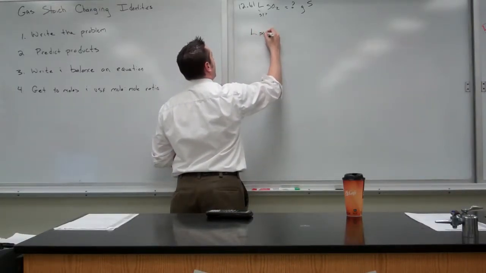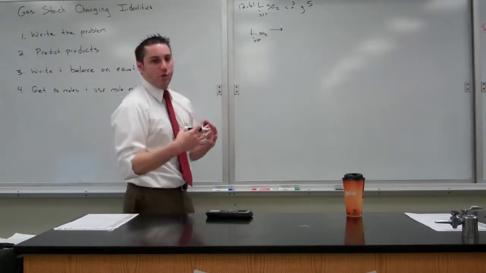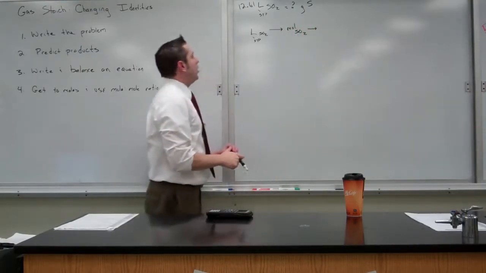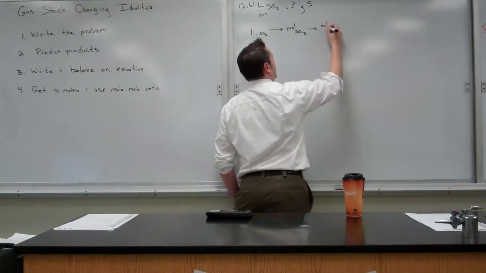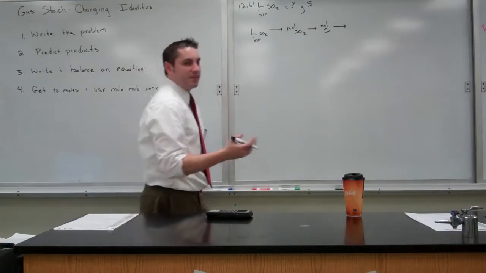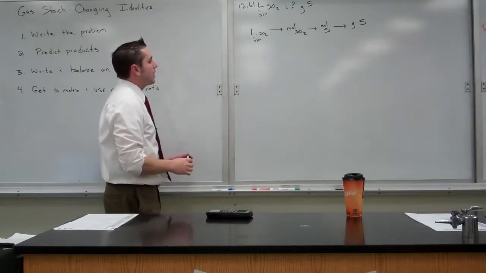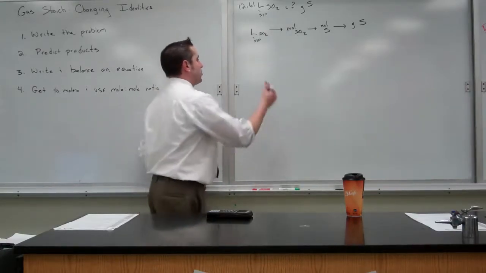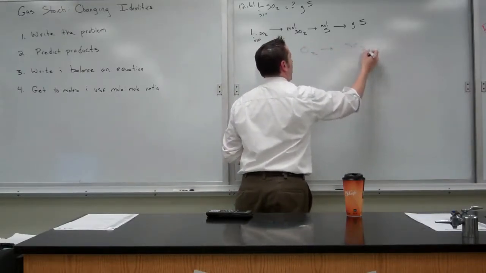So we have liters of SO2 at STP. I always say, get to moles as quickly as you can. So you go to moles of SO2. We can do that in one step because we're at STP. Moles of SO2 lets us change identity to moles of S. Moles of S then to what we want, which is grams of S. Now we're ready to rewrite our equation, which said S plus O2 yields SO2.